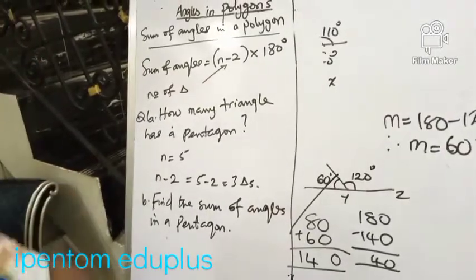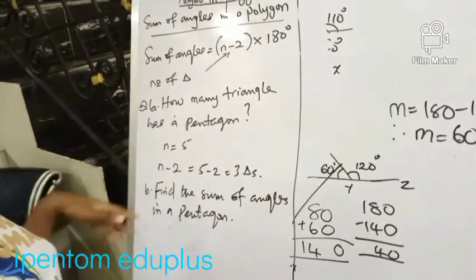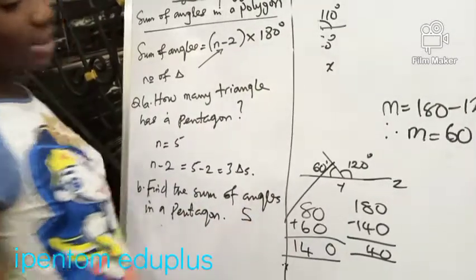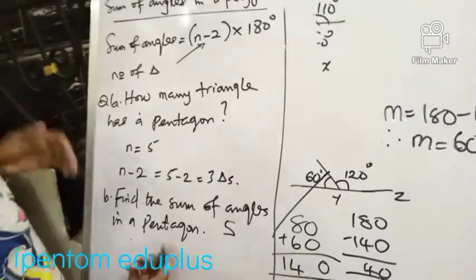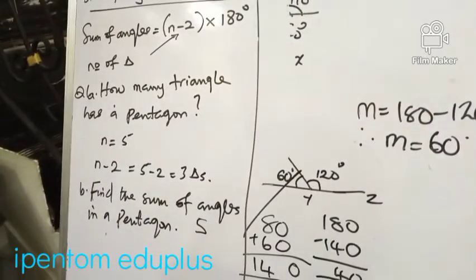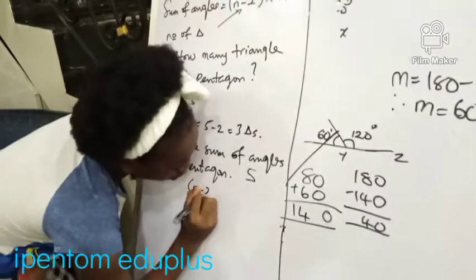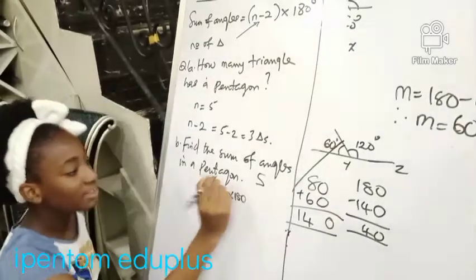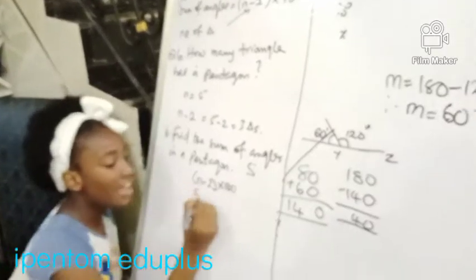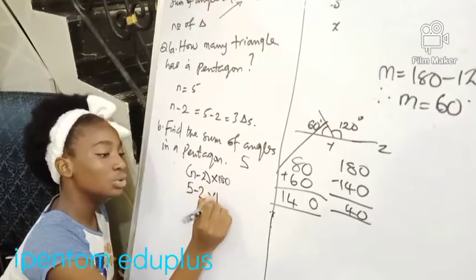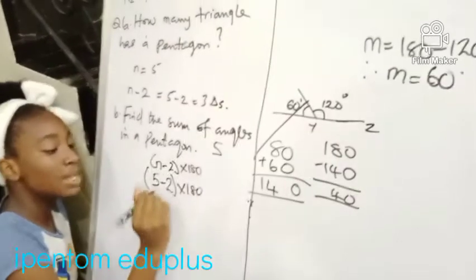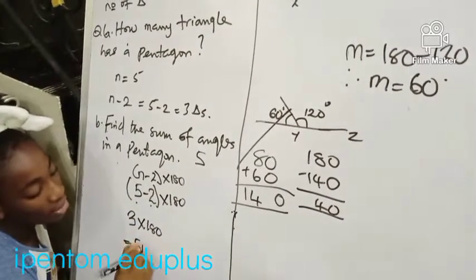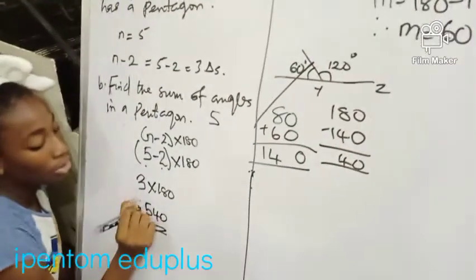The question is: find the sum of angles in a pentagon. The number of sides of a pentagon is 5, according to the table given earlier. The formula for the sum of angles in a polygon is (n minus 2) times 180. n, the number of sides of a pentagon, is 5. So it will be (5 minus 2) times 180. 5 minus 2 is equal to 3. 3 times 180 is equal to 540, which is your answer.